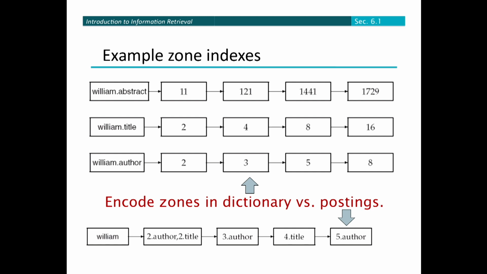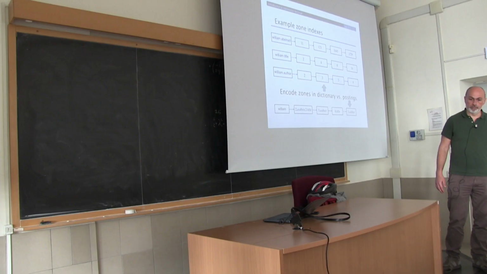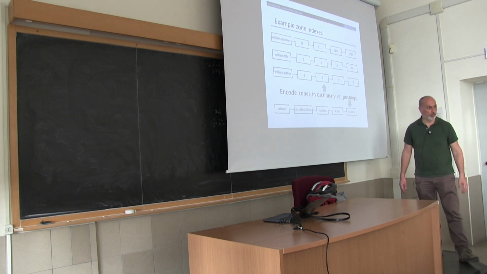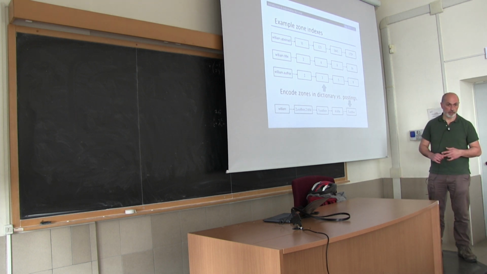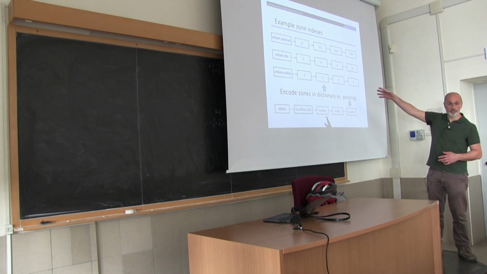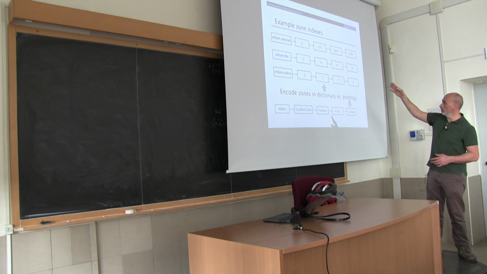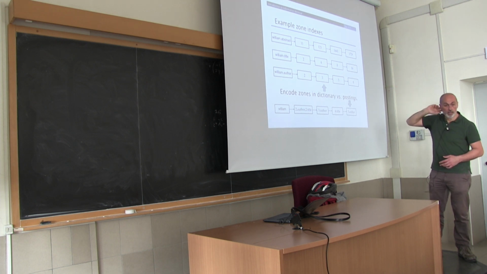For example, you have a name, William, and the name may appear in different parts of the document, like title, abstract, body, and so on. And for each of them, you will keep a separate posting list. That's the idea. So William will appear in the abstracts of documents with doc IDs 11, 121, and so on.